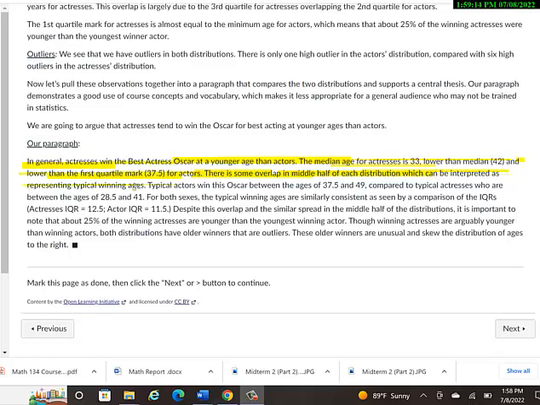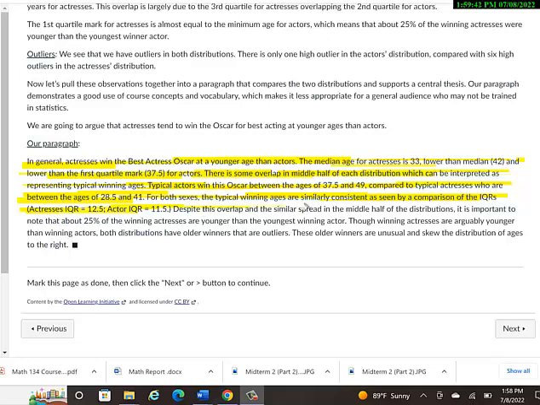There's some overlap in the middle half of each distribution, which can be interpreted as representing typical winning ages. Typical actors win this Oscar between the ages of 37.5 and 49, compared to typical actresses who are between the ages of 28.5 and 41. For both sexes, the typical winning ages are similarly consistent, as seen by a comparison of the interquartile ranges. The actresses' interquartile range is 12.5, the actors' is 11.5.